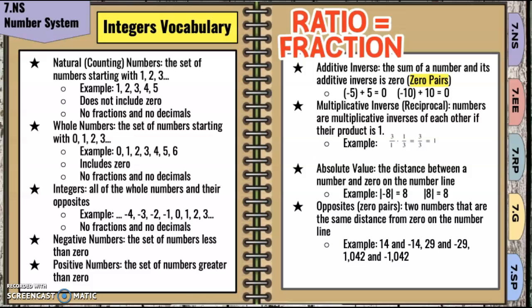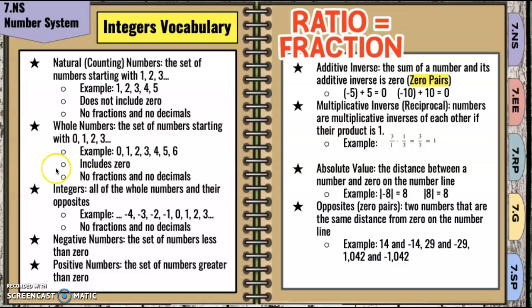So all of those natural numbers plus 0, when you include 0, those are now called whole numbers. It includes 0, but it still does not include fractions or decimals. All of the whole numbers and their opposites are called integers, but there's still no fractions or decimals. Any number less than 0 is a negative number, and any number bigger than 0 is a positive number. 0 is neither positive or negative. It is a neutral number.